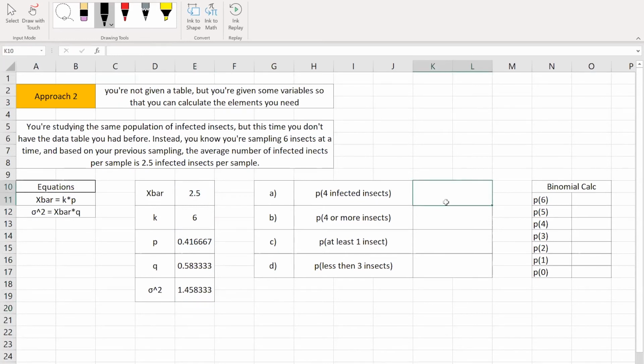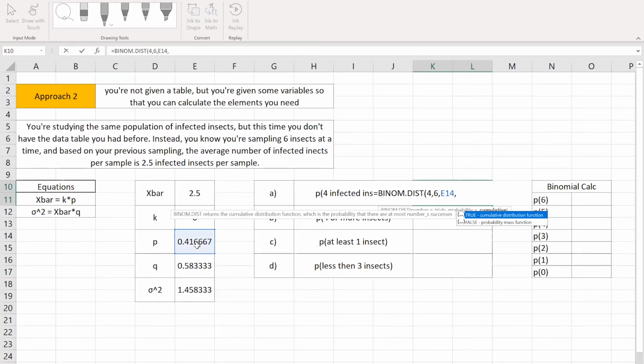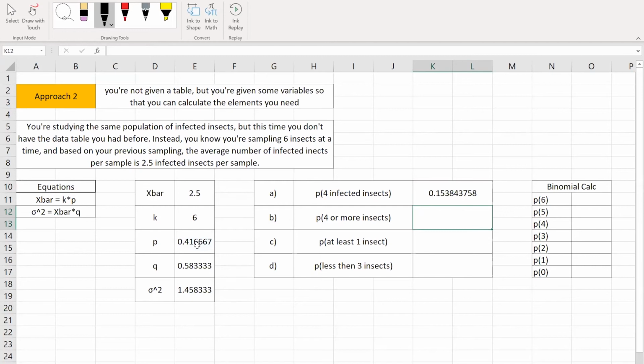So now what's the probability of 4 infected insects? We have to use the binom.dist function. 4 is our number of successes. 6 is our number of trials, or you can click this cell either way. Our probability of a success is P. And this question is not cumulative. We're asking just for the probability of 4, not for the 4 plus 3 plus 2 plus 1 plus 0. Now, 4 or more insects.